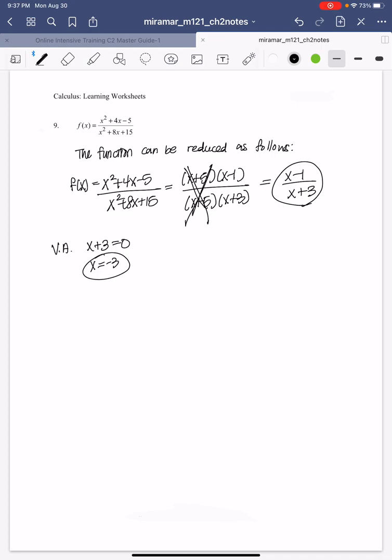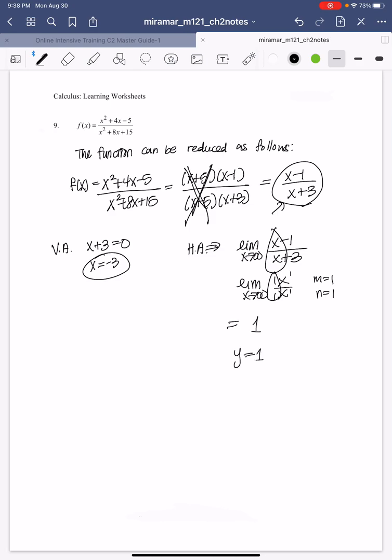And horizontal asymptote is the limit at infinity of f of x, of this function here, x minus 1 over x plus 3. Look at the leading coefficient, which is x over x. m and n are the same, so the leading coefficient ratio will be 1. So horizontal asymptote is y equals 1.